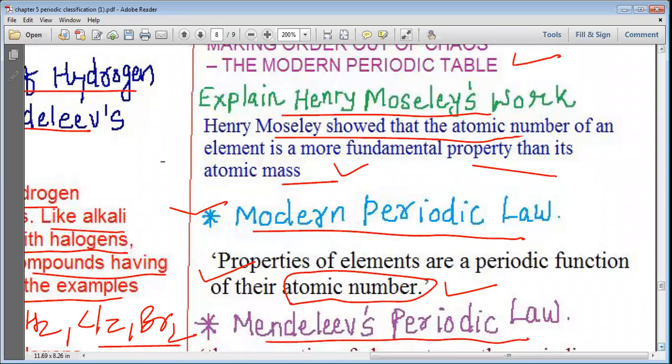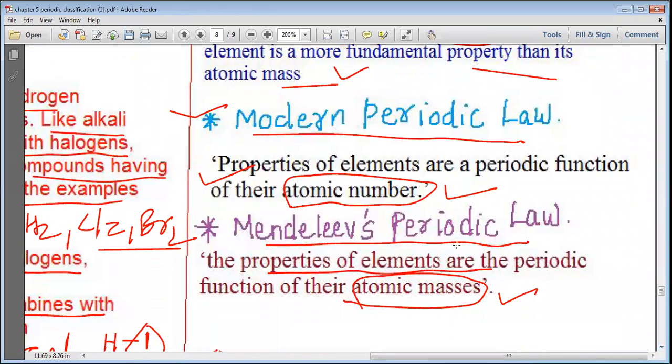Please learn these two laws, which are known as the modern periodic law and Mendeleev's periodic law. I am going to repeat them once again for you.